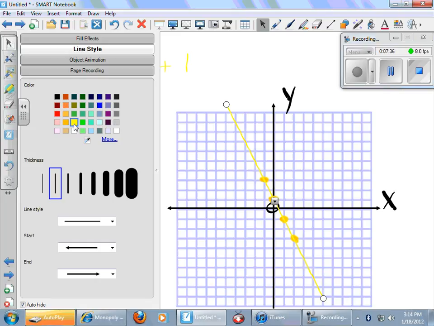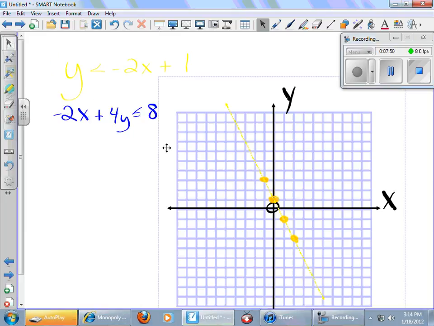The inequality was a less than, not an equal to, so I need to give a broken line. Let's see if there's a better one. Well, they all look about the same. Okay, well, hopefully you can tell that they're broken.